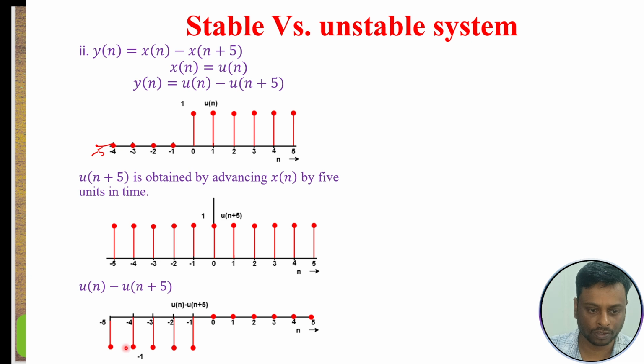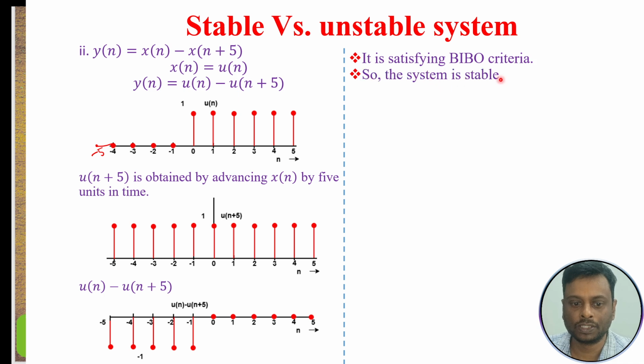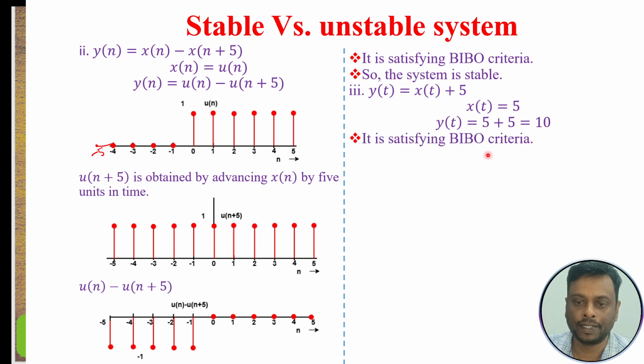You can see here also the amplitude is minus 1, it is not going to infinity. It is a finite number. So in this case also, it satisfies the BIBO criteria and the system is stable. Okay, so let us check this case. x of t, this is a continuous-time signal. Let us test x of t as a DC signal, 5. So x of t equal to 5 means y of t will be 10. You can see y of t is a finite number, so it satisfies the BIBO criteria. Therefore, the system is a stable system.